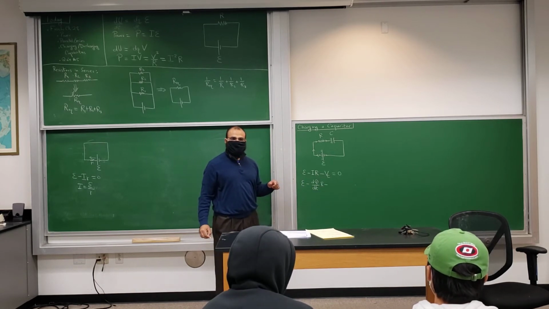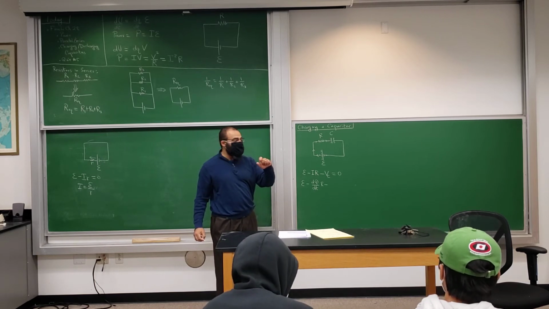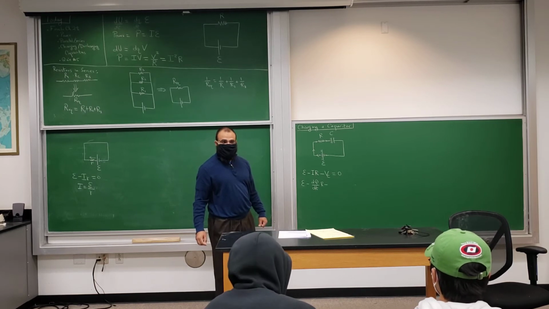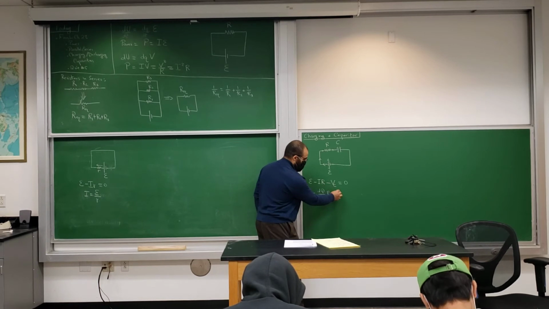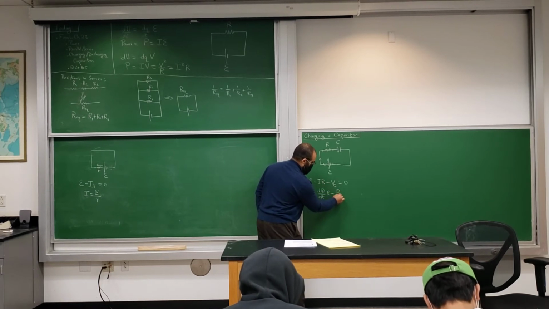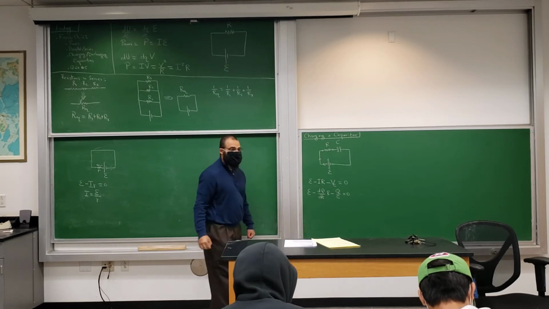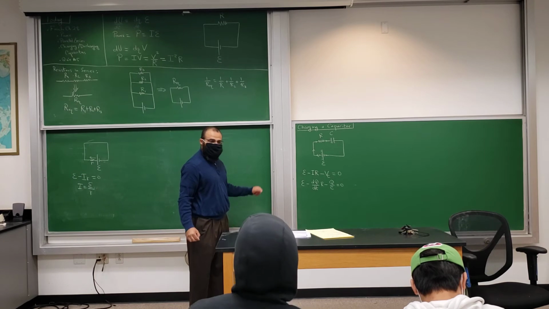Remember how it's related to the capacitance: Q equals CV. And so Q over C is the voltage across the capacitor. That's Q over C equals 0. Are we okay so far? If you see a mistake, tell me.